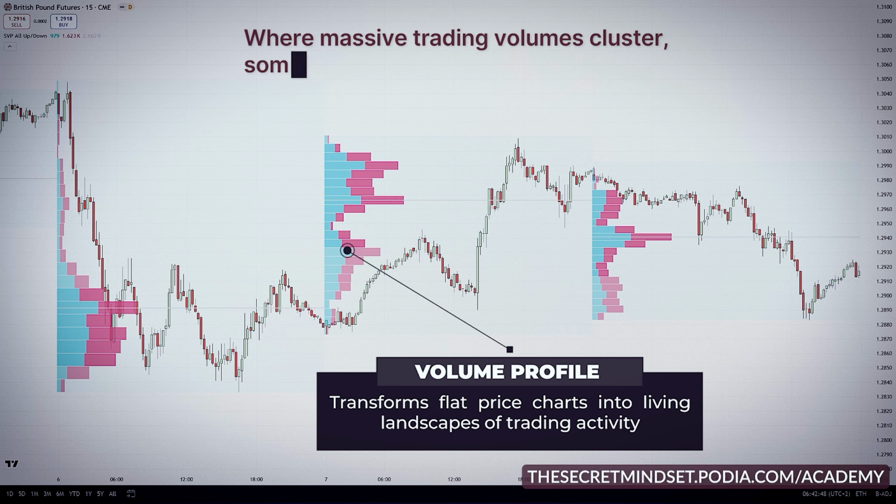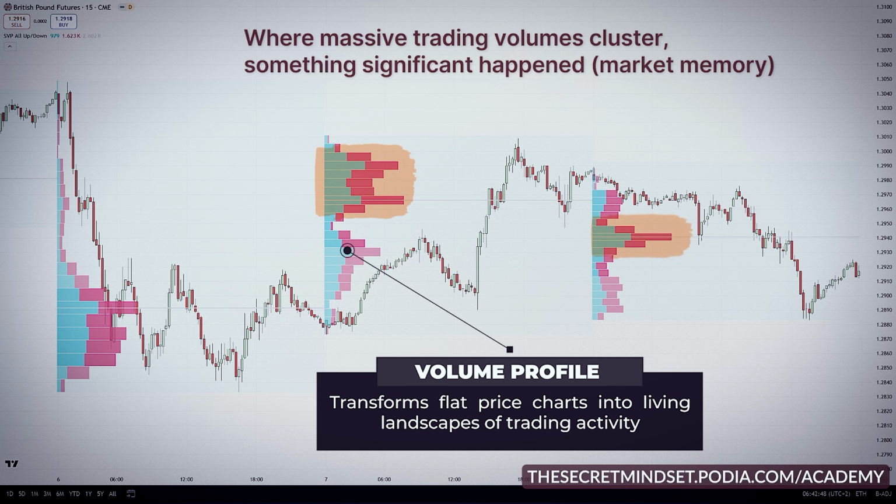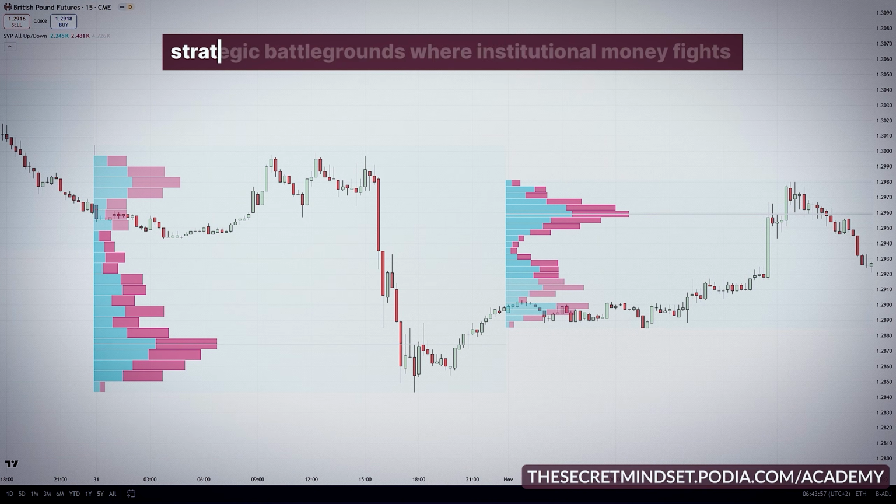In technical analysis, volume isn't just a number, it's market memory. In areas where massive trading volumes cluster, something significant happened. And these zones aren't random. They're strategic battlegrounds where institutional money fights.